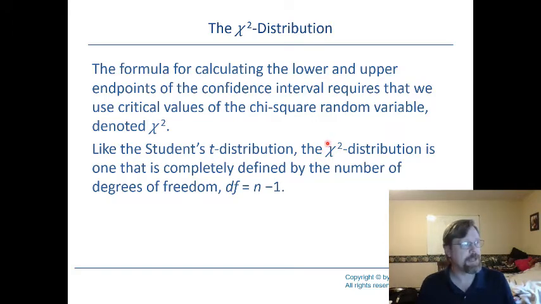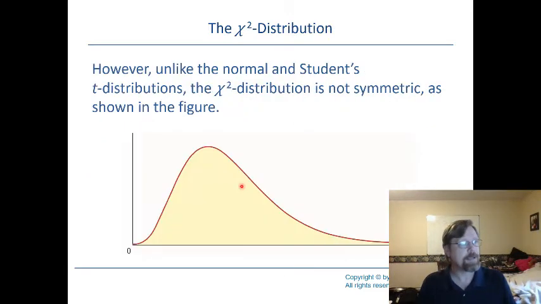The chi-squared distribution, again, is defined by degrees of freedom. It is, however, not symmetric. So it's not like the normal distribution or the student's t-distribution. This is not symmetric. It should look something approximately like this. That would be right tailed, if I'm looking at this correctly.